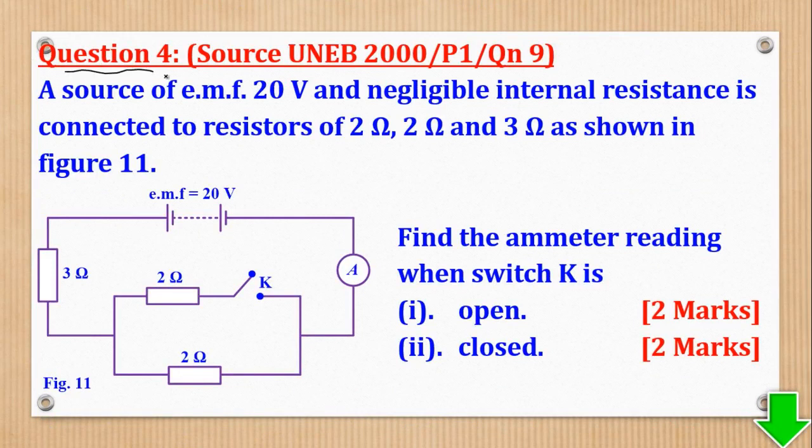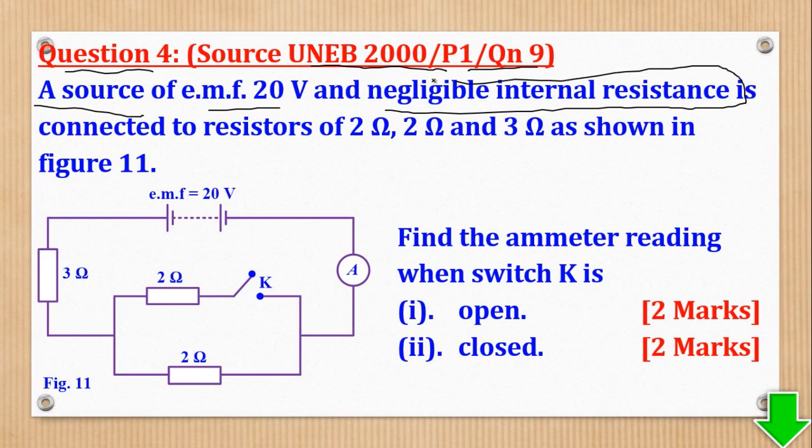Then question 4 came from UNEB 2000 paper 1 question 9 and says a source of EMF 20 volt and negligible internal resistance. So internal resistance for now, it is negligible. In the next video, that's when we shall look at internal resistance. It is connected to resistors 2, 2 and 3 as shown in figure 11. Find the ammeter reading when switch K is open and when switch K is closed.